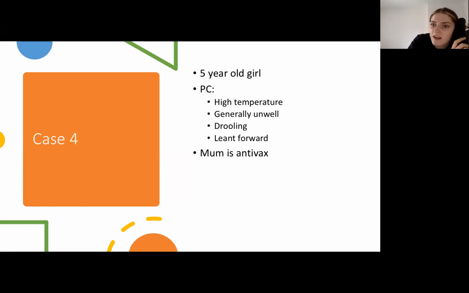These kids will have a really high temperature. They'll look quite poorly. They're often drooling because their airway is quite compromised, and they're leant forward in that sort of tripoding position just to get more air into their lungs. So their head's forward and their hands are on their knees, leant forward like that.